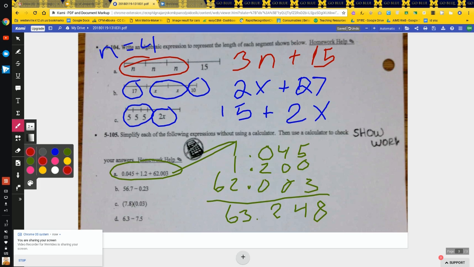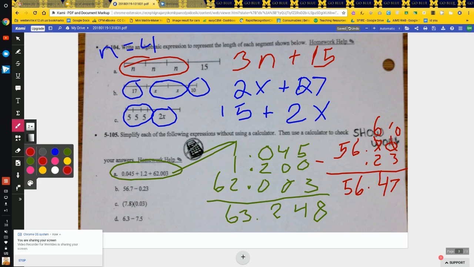Going on to B, same thing. Line up your decimals. 56.7 minus 0.23. I will just add a 0 up here to keep my place values in line. We are subtracting, so again, if I have nothing, I can't take away 3. I got to borrow. 10 minus 3 is 7. 6 minus 2 is 4. I got nothing left to subtract, so I should have 56.47.